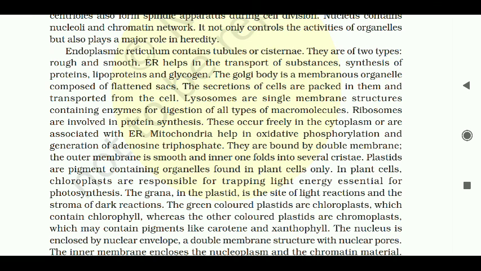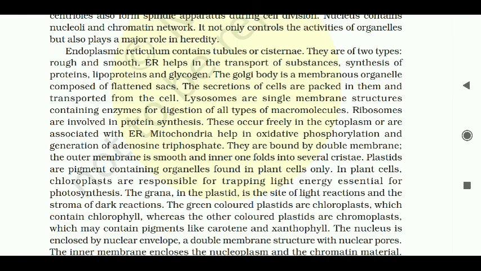Plastids are pigment containing organelles found in plant cells only. In plant cells, chloroplasts are responsible for trapping light energy essential for photosynthesis. The grana in the plastid is the site of light reactions and the stroma of dark reactions. The green colored plastids are chloroplasts which contain chlorophyll, whereas the other colored plastids are chromoplasts which may contain pigments like carotene and xanthophyll.